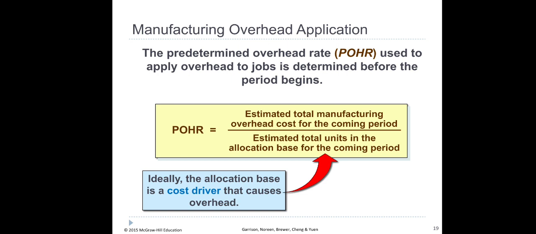Okay, ideally, the allocation base is a cost driver. Cost driver is a factor that causes cost increases or decreases. The example that you have seen in the previous slide is direct labor hour or machine hour. If a business is a labor intensive business, most of the time labor hour is used as the allocation base. If a business is machine intensive business, then most of the time the allocation base used is the machine hour.